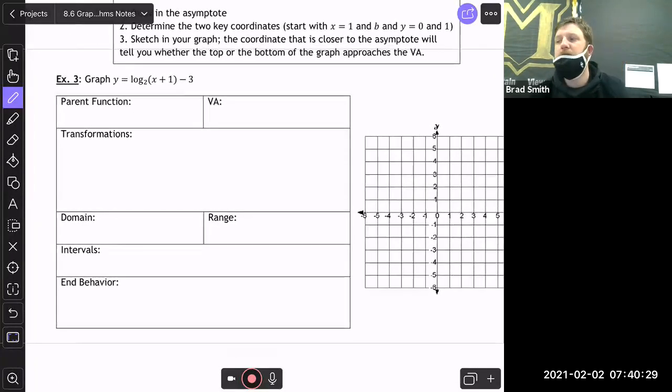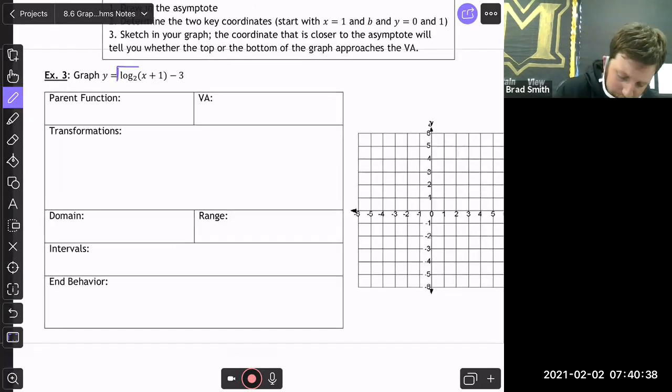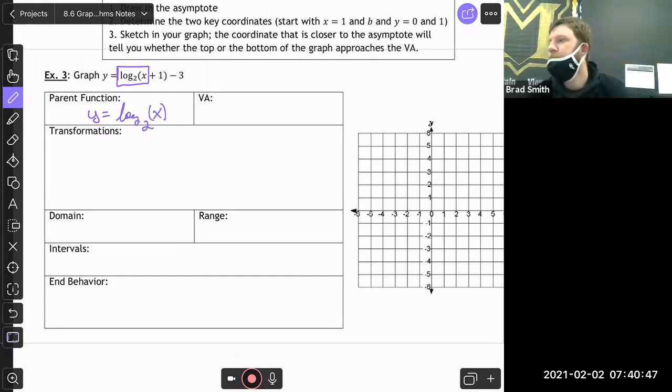All right. So let's kind of break this one down. If I go too fast, yell at me. All right. So what is the parent function? That is just your basic, just like we did with exponents. So log base 2 of x. What's my vertical asymptote going to be here? Perfect. x equals negative 1. So it's a line. Let's go ahead and write that. x equals negative 1. Okay. Still with me?